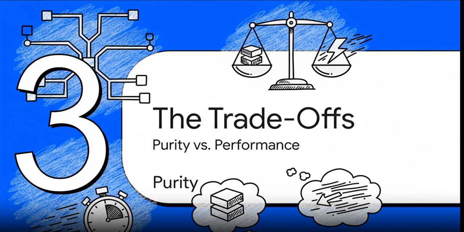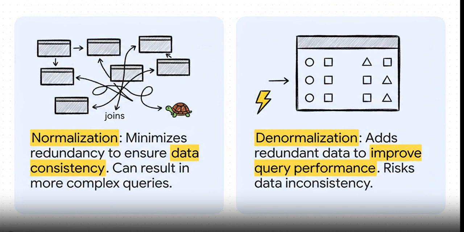Now, this is where things get really, really interesting. Because even with the most perfect plan in the world, you are always going to face trade-offs. And probably the most common battle is between creating a perfectly structured, academically pure database and one that's just lightning fast. And this slide just illustrates that battle perfectly.